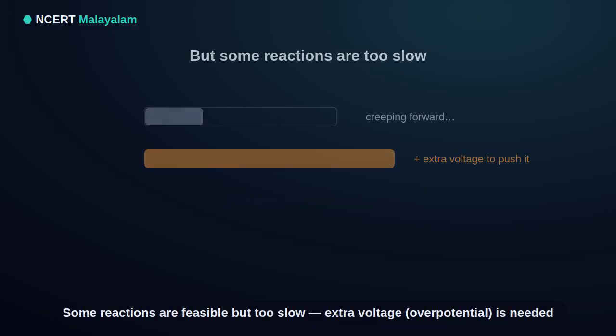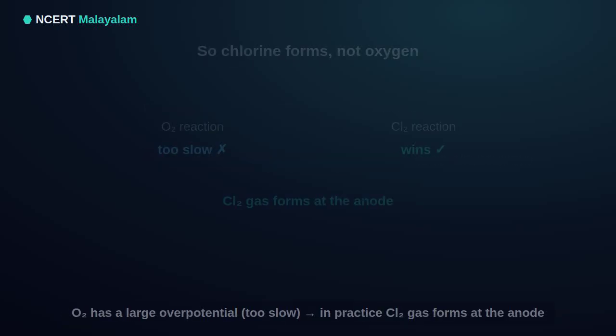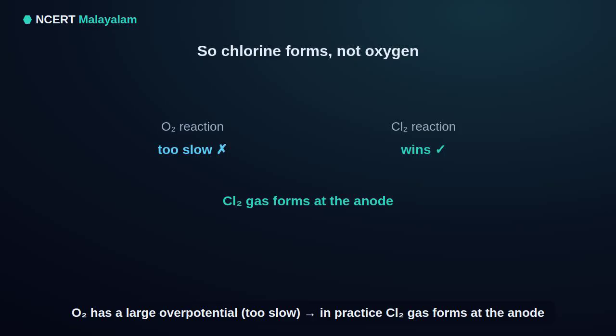But there is a twist here. Some reactions, though allowed by the standard values, happen very slowly. To push them forward, more voltage is needed than expected. This extra voltage is called overpotential. The reaction that gives oxygen gas has a large overpotential, and it is very slow. Even though the standard values favor water, in practice it is chlorine gas that forms at the anode.